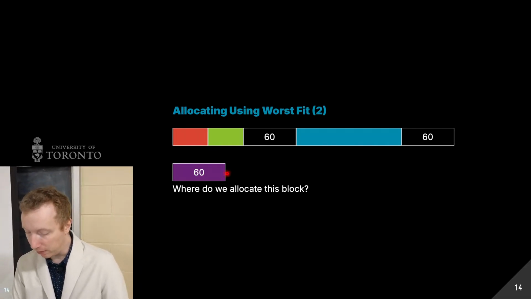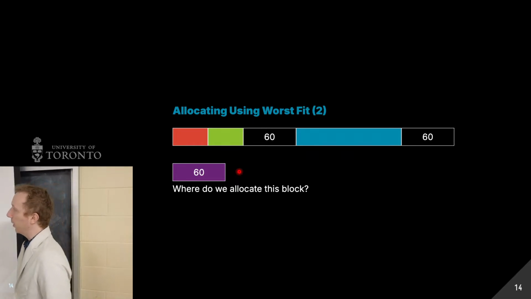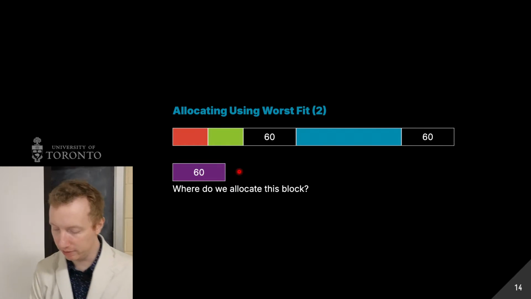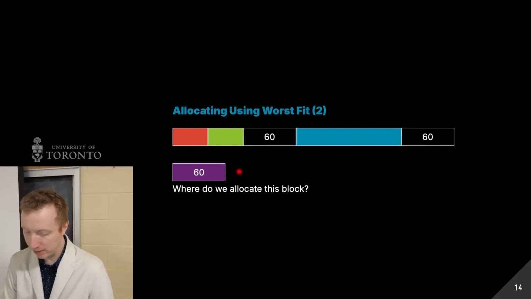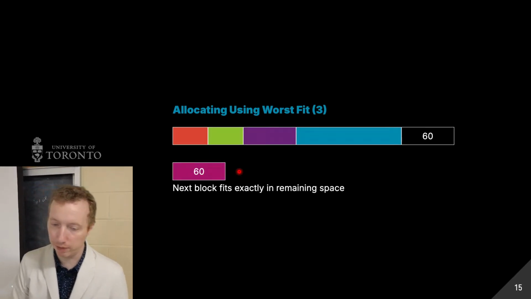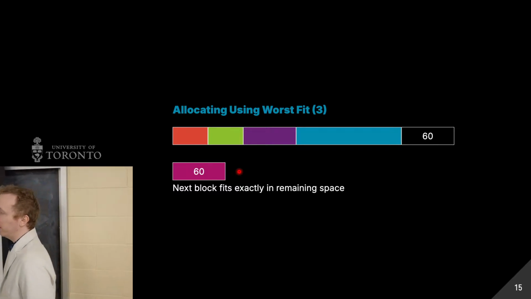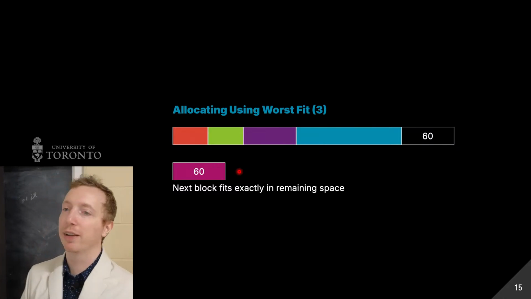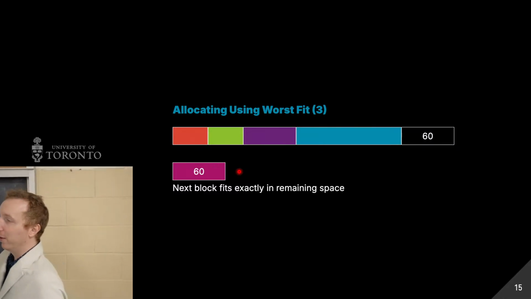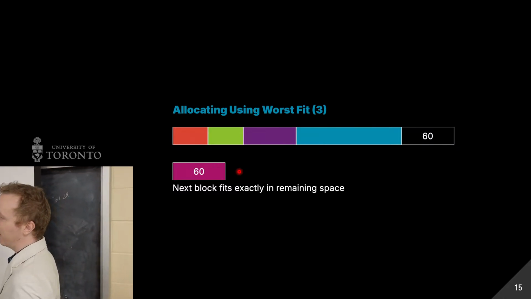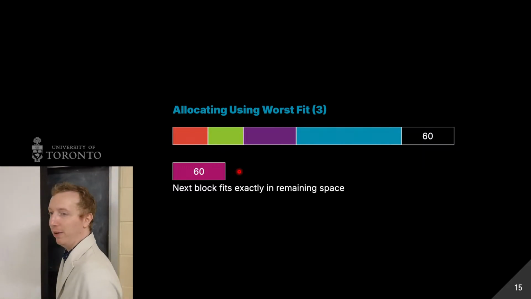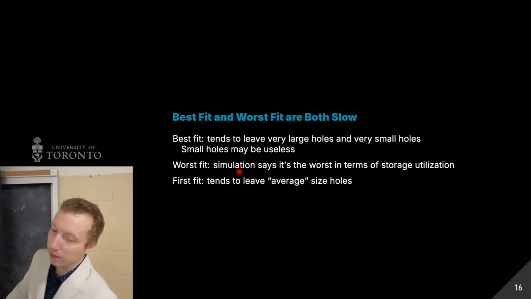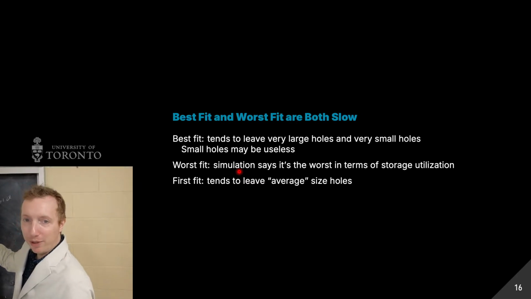Now, if I have this purple allocation, where do I allocate it? Doesn't matter, they're both 60. Just pick one. I'll pick the one on the left just for fun. And then if we had that magenta allocation again, hey, look, it fits exactly in the remaining space, and we used all the memory. So worst fit seems to be the best in this case. Did we get the names reversed? Turns out, no.